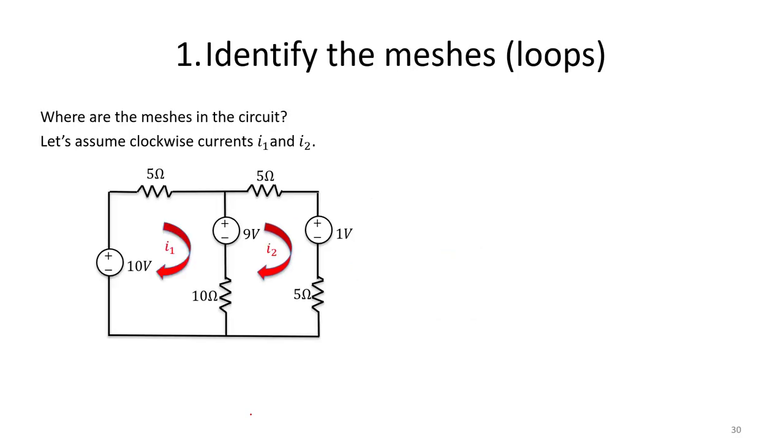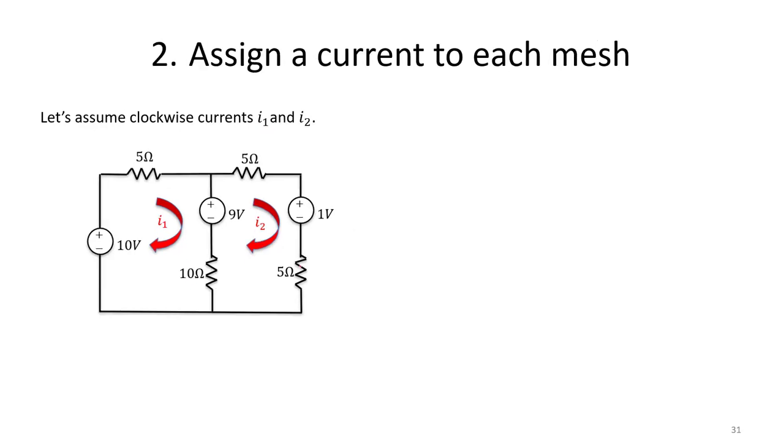So our first step is to identify the meshes, and in this case, we were already told to assume clockwise currents I1 and I2. Had we not been given those currents, we could have chosen to draw them in however we wanted. We'll keep them as I1 and I2 clockwise for now. So assigning a current to each mesh, once again, this was given to us already, so we will assume those clockwise currents.